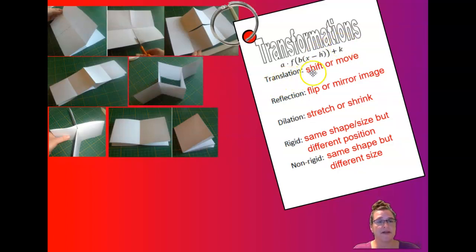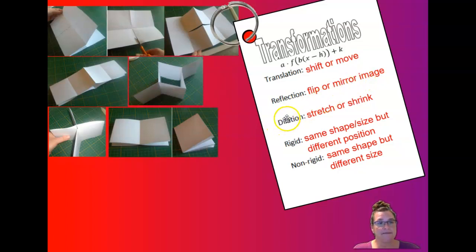Translation is a transformation that shifts or moves a function's graph to the left or right, up or down. Okay, then the A and the B, if those are negative, that causes a reflection, which is a flip or a mirror image over either the X or the Y axis.